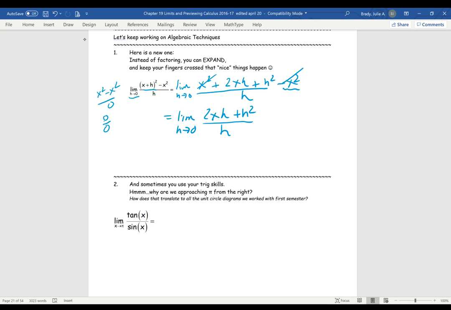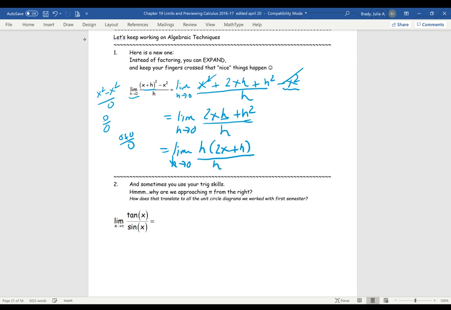Okay, so we're going to check again. So if you put in 0, you would still have 0 plus 0 over 0. So you're like, I still got to do something else. That's how you know. And you'll notice that you can factor out an h here. So let's try that. So the limit as h goes to 0, factor out the h. You have a 2x plus h over h.